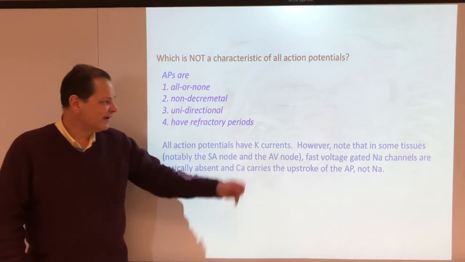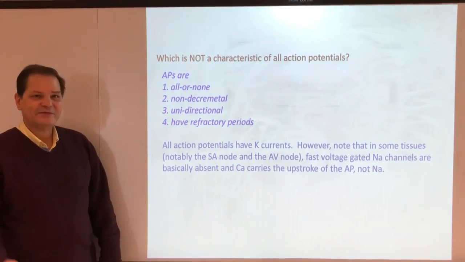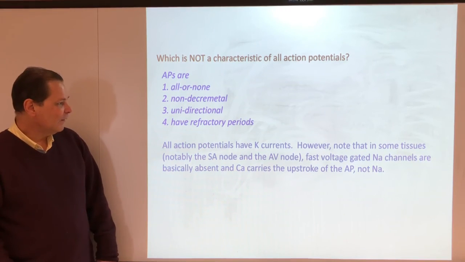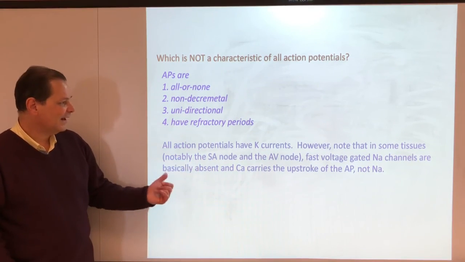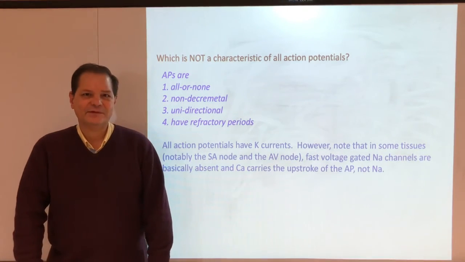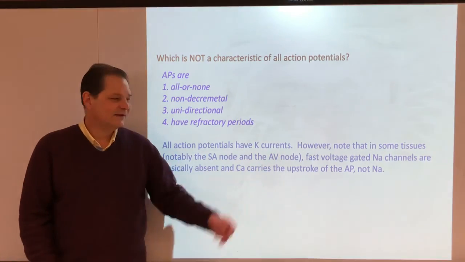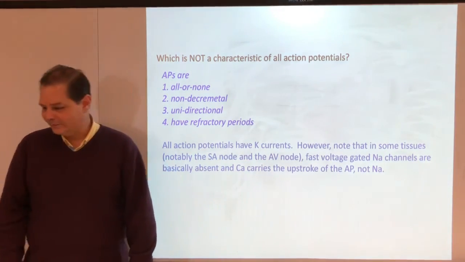All action potentials have potassium currents. That is true. Potassium currents are needed to bring the voltage back down again. However, note that some tissues do not have fast sodium channels, and they are basically absent, like the SA node and the AV node, where calcium carries the phase zero, or the upstroke, of the action potential.